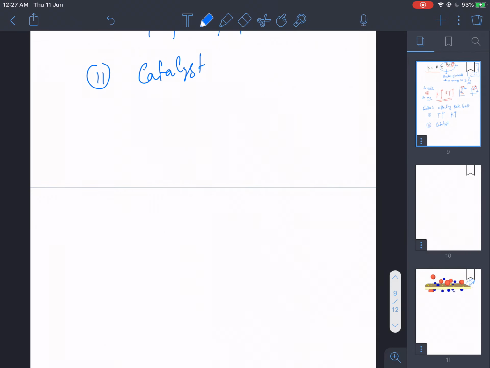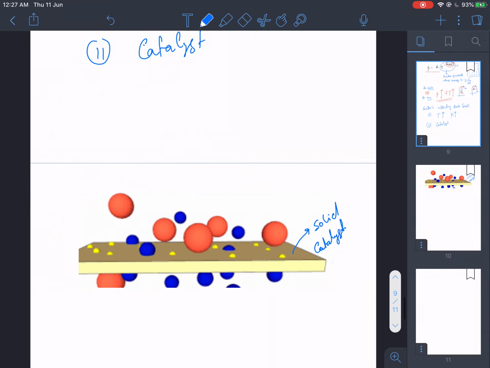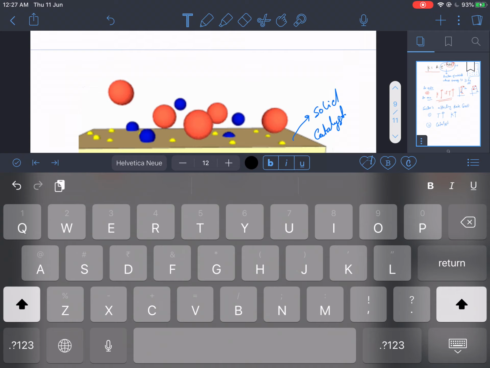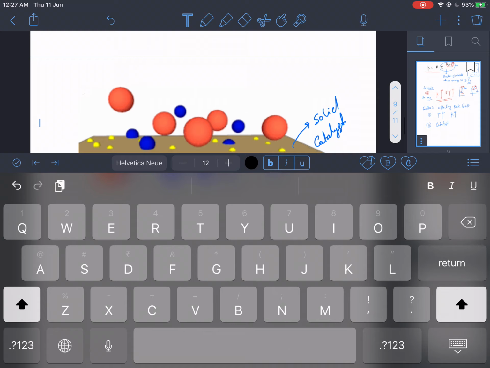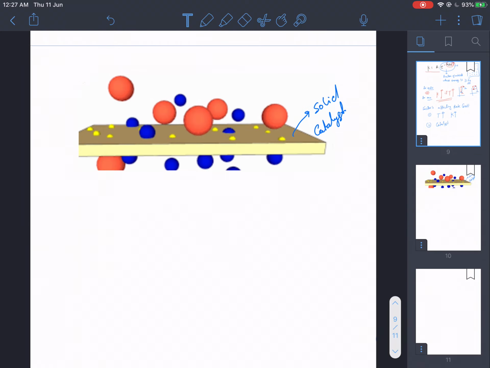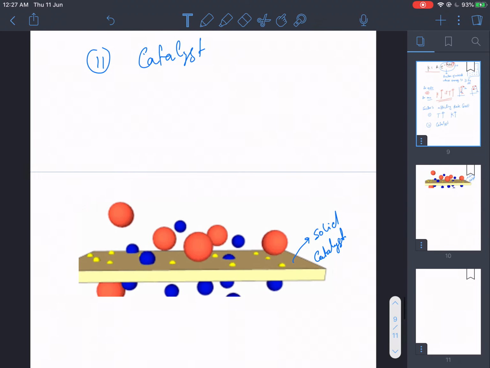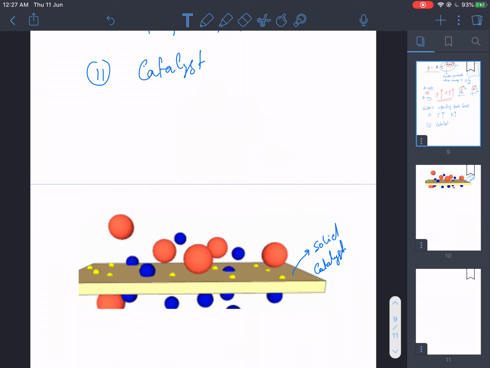You have to see this diagram, right? So this is a typical metal catalyst which I have taken here. This is a typical metal catalyst, guys. Right. Now as you can see, it is providing a surface, right? On that surface the different molecules are coming.